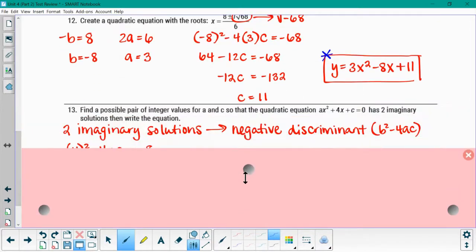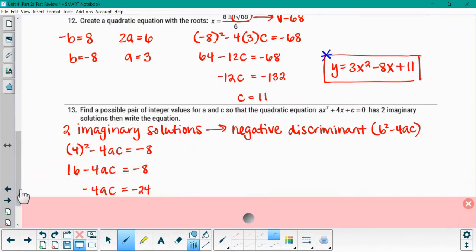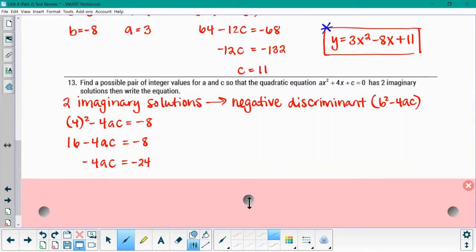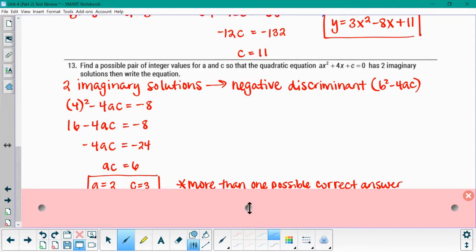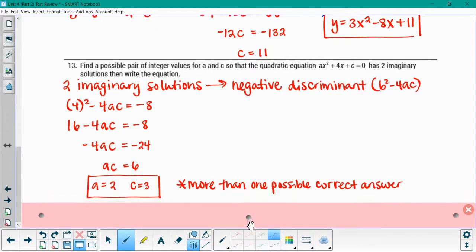Now for number 13, we are going to find a possible pair of integer values for a and c so that the quadratic equation ax squared plus 4x plus c equals 0 has two imaginary solutions, and then write the equation. First thing, remember that two imaginary solutions are indicated by a negative discriminant. So b squared minus 4ac should be a negative number.